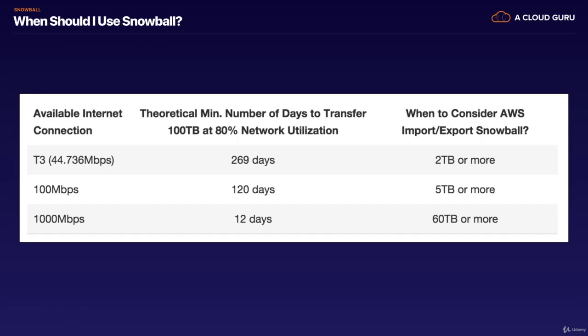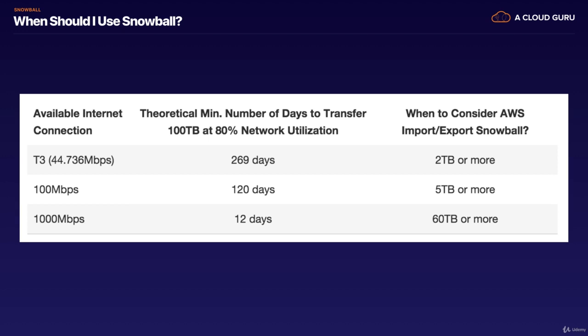So this is when you should use a Snowball. We're looking at different available internet connections here. We've got a T3, which is 44.736 megabits per second, then 100 megabits per second, and then 1,000 megabits per second. If we were pushing 100 terabytes at those different speeds, you can see how long it's going to take. It's going to take 269 days, or 120 days, or 12 days.